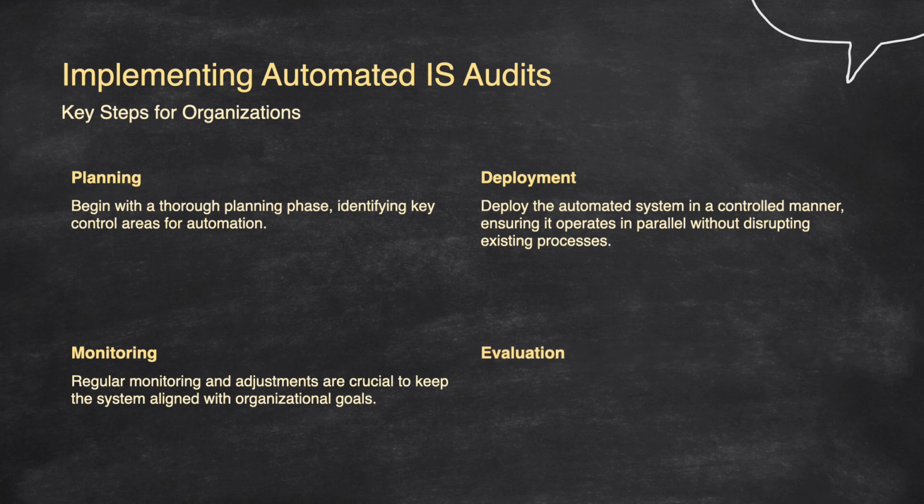And next, about the evaluation. Friends, continuously evaluate the performance and effectiveness of the automated audit system. It's like regularly checking a car to make sure it's running smoothly. Friends, assess how well the system is working, considering factors like accuracy, efficiency, and the ability to identify risks. Look at the results it provides and compare them to your organization's goals and standards. Friends, if there are any issues or areas for improvement, make adjustments as needed.